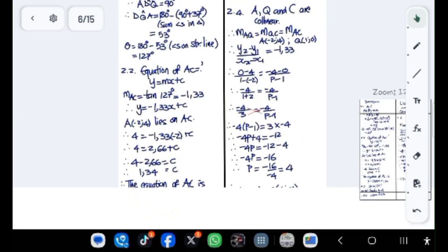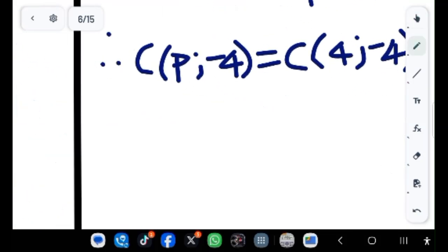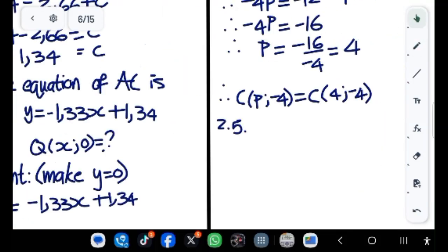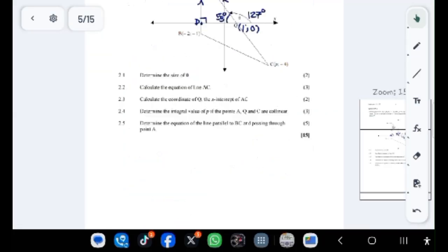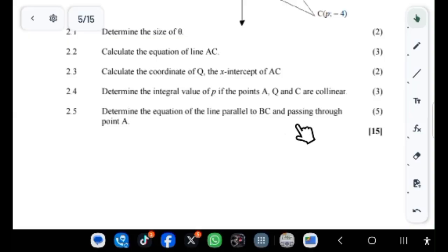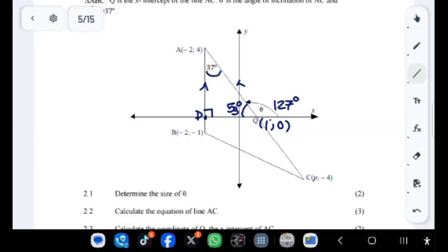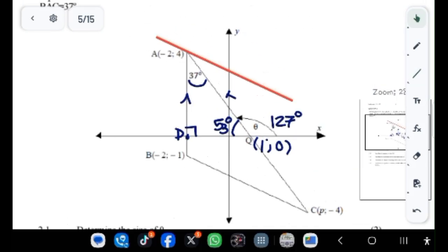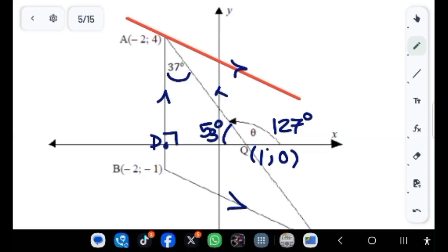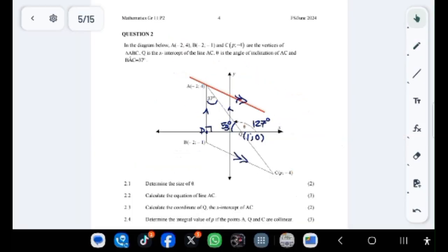This was question 2.4. Question 2.5. Determine the equation of the line parallel to BC and passing through point A. The line parallel to BC must be parallel to BC. All right, let's draw BC. There is BC, and this is the line parallel to BC passing through A. Okay, there is the line parallel to BC passing through A.